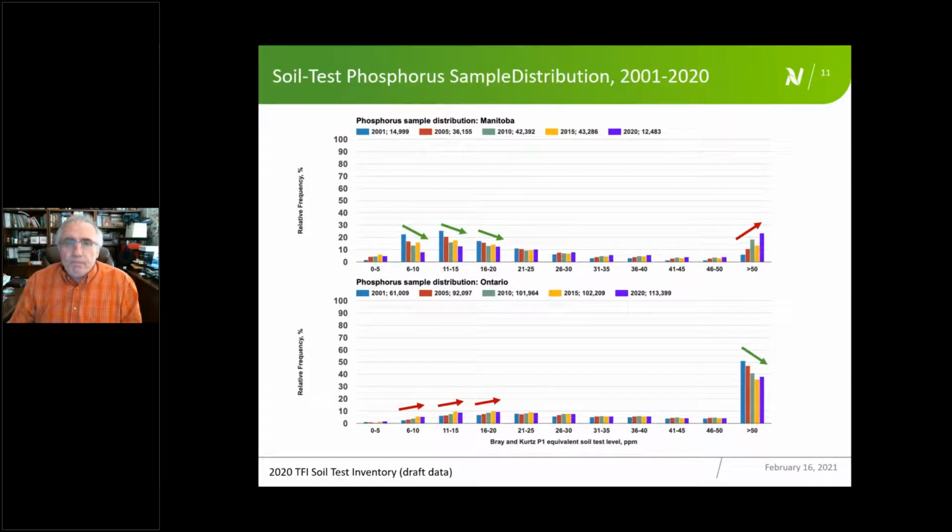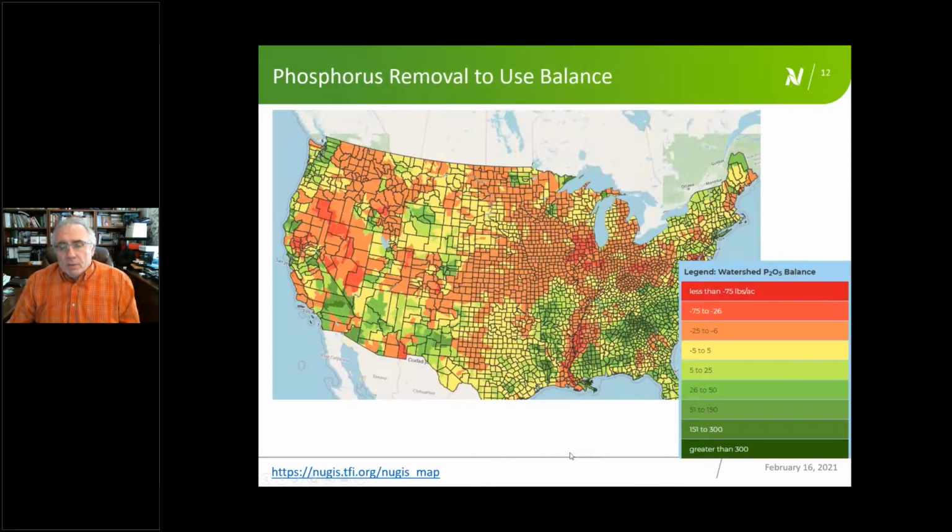All right, so one of the things that plays into this is from a different database. This is a database called NuGIS, and this database tracks nutrient use and nutrient removal by either county or watershed level. Nutrient use is based on fertilizer use statistics, sales numbers, and the removal is based on yield potential and some removal factors per unit of yield. Now, unfortunately, NuGIS doesn't have Canadian data at this point, but we may be able to extrapolate some across the border.